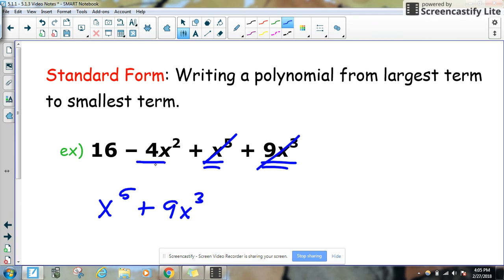And the next largest exponent would be the second power. So minus 4x to the second. And then the last is just the 16. That doesn't have a variable on it, so its exponent would be a 0. So this polynomial is written in standard form.